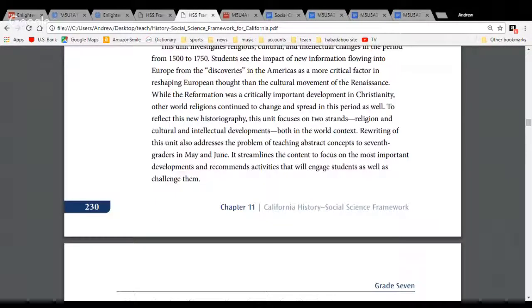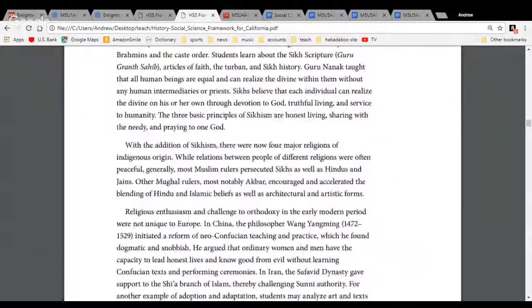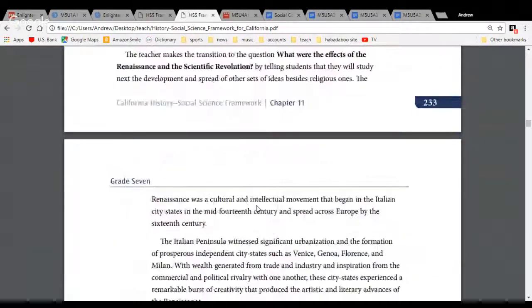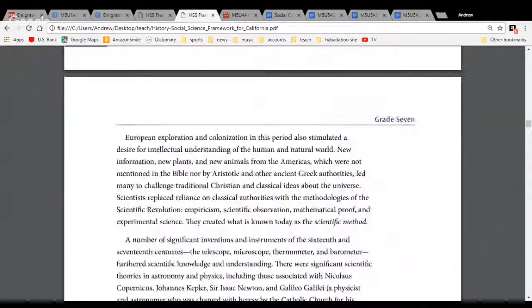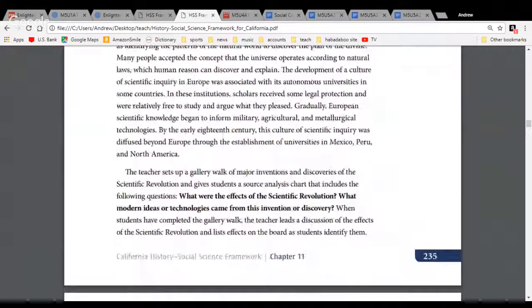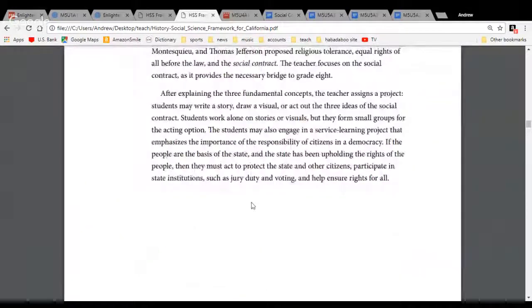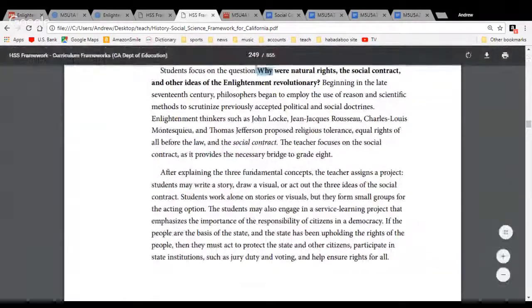This whole section is going to take a big chunk of time, but when you get down to the question I was forming lessons for, it's just 2 paragraphs. Here's the question where it comes up again. And it says in these paragraphs right here that the teacher focuses on the social contract.